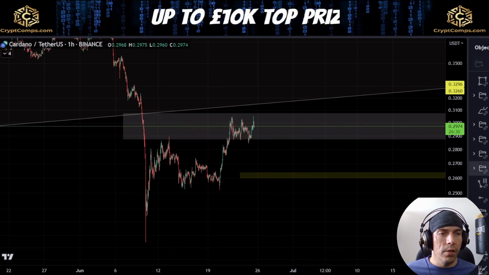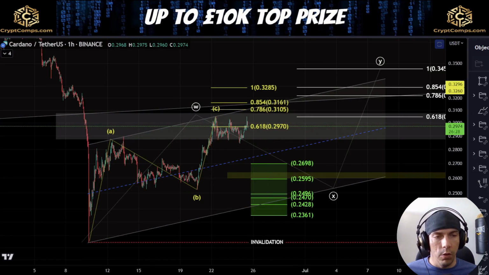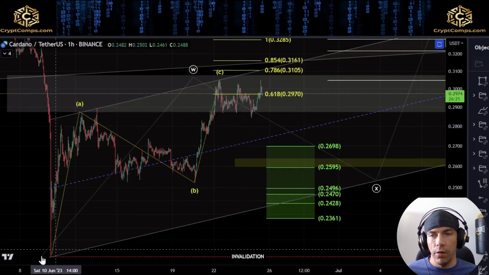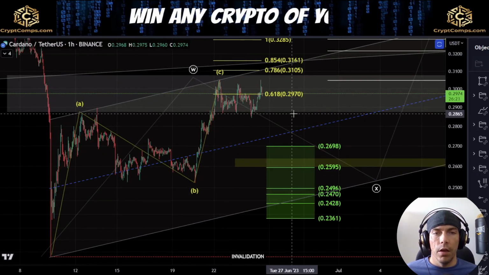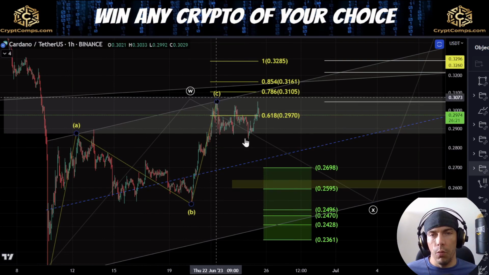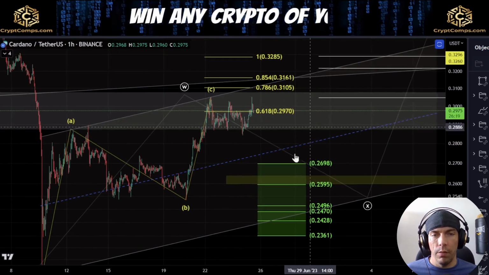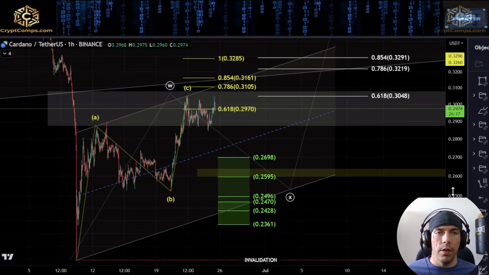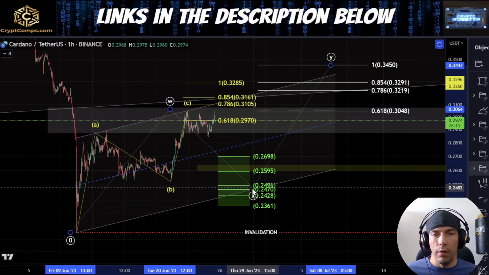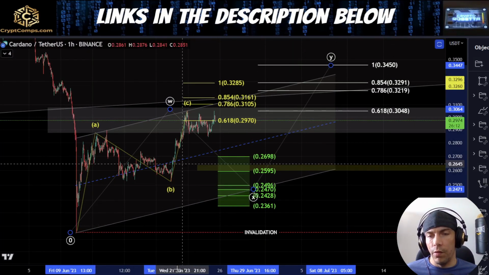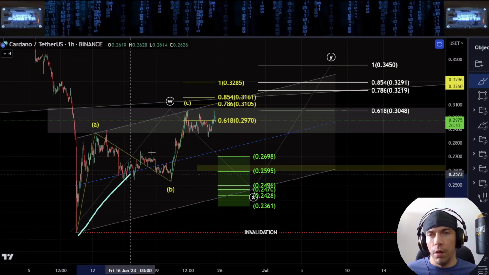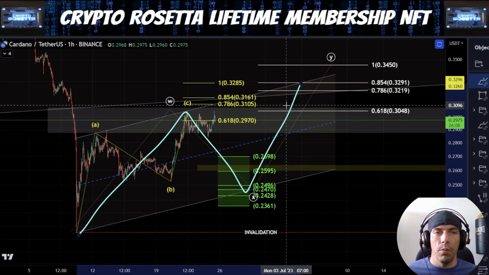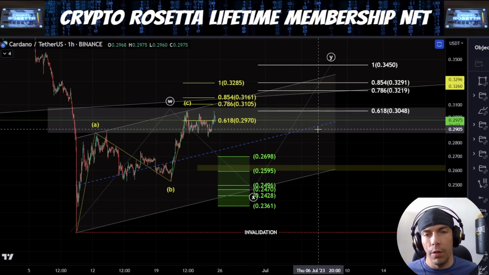Now, if that is the case, we could be arguing that we have completed here, where this is just A, B, C. If we do move down deeper here, this move could effectively turn into a bigger W, an X, and a Y. Now, I would prefer this to be simple. If it is going to be, something like a double zigzag would make a lot of sense here if we're going to see something like this play out.